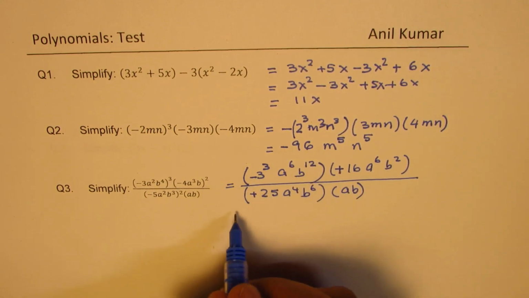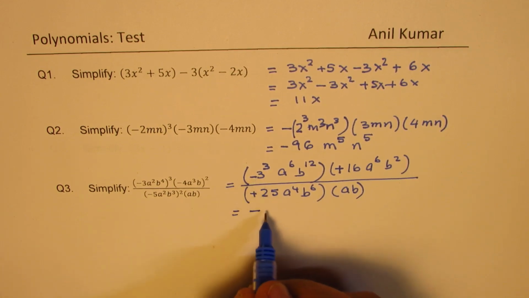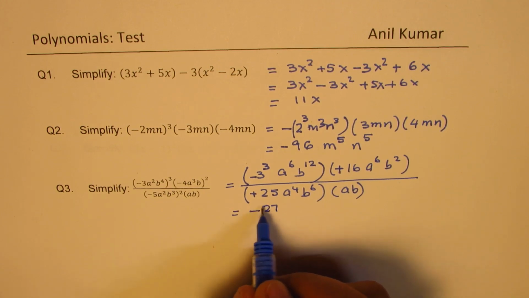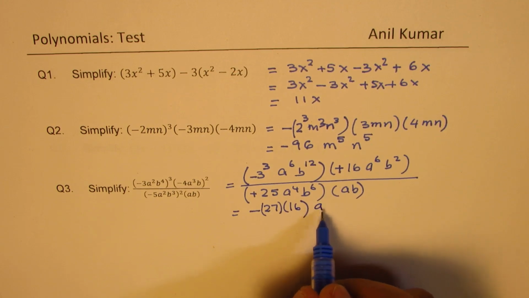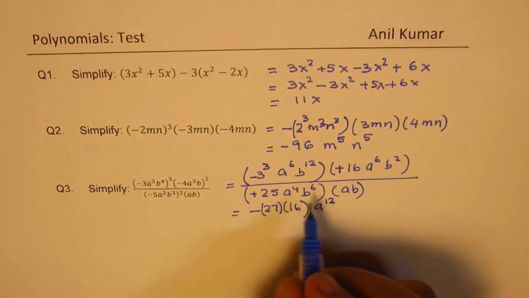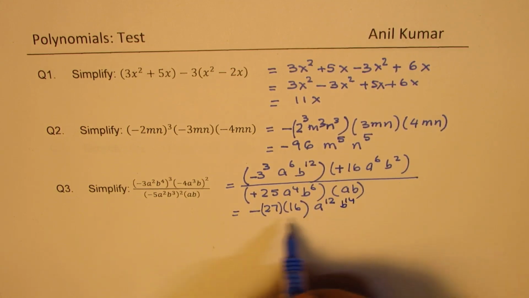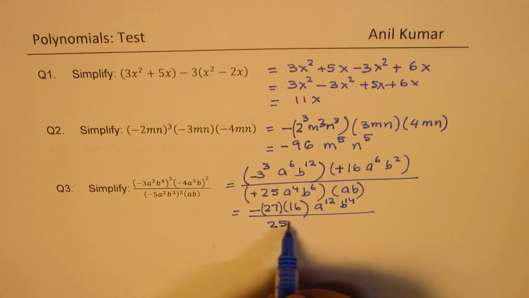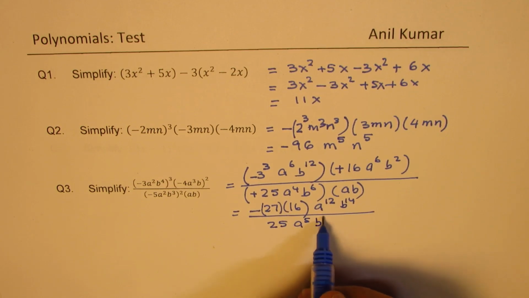So, we have this number. Let me write down this number, and it's going to be negative. So we have 27 times 16. We'll multiply this later. As far as a powers are concerned, we can add them. 6 and 6 is 12. As far as the b powers are concerned, 12 and 2, 14. In the denominator, we have 25. A and b increase by 1. So we get a to the power 5 and b to the power 7.